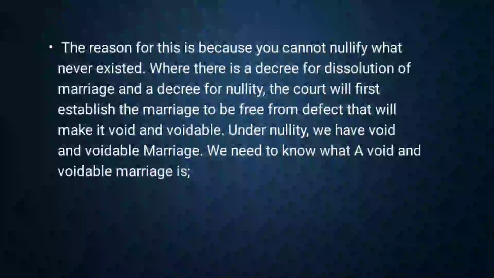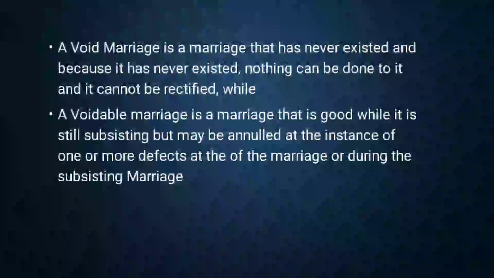Under nullity, we have void and voidable marriage. We need to know what a void and voidable marriage is. A void marriage is a marriage that has never existed, and because it has never existed, nothing can be done to it and it cannot be rectified. While a voidable marriage is a marriage that is good while it is still subsisting but may be annulled at the instance of one or more defects at the time of the marriage or during the subsisting marriage.